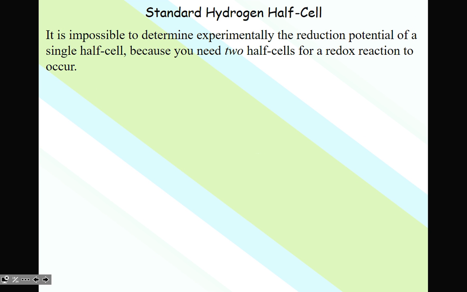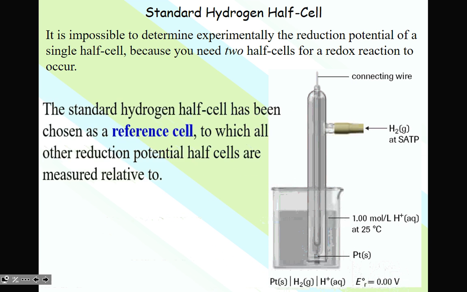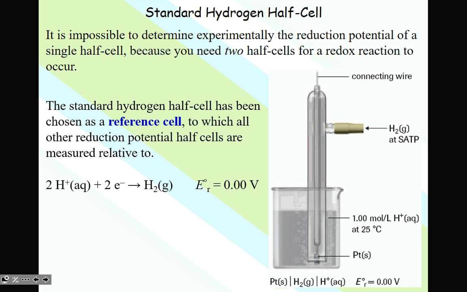So let's take a look at the standard hydrogen half cell. It is impossible to determine experimentally the reduction potential of a single half cell because you need two half cells for a redox reaction to occur. So basically, some chemists were sitting around and said, we need to compare everything to something so that we can start giving out numbers. They decided that the hydrogen half cell was the one to be chosen as the reference cell. So every cell is compared to the hydrogen half cell.